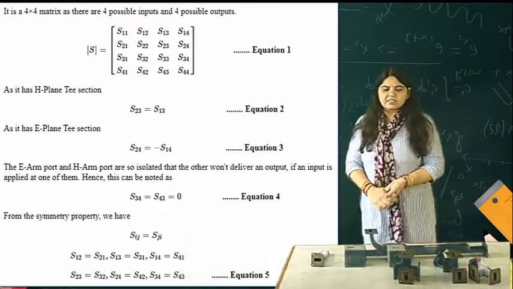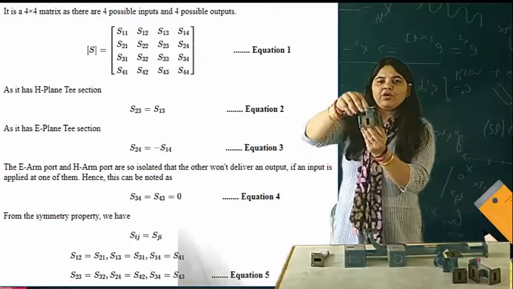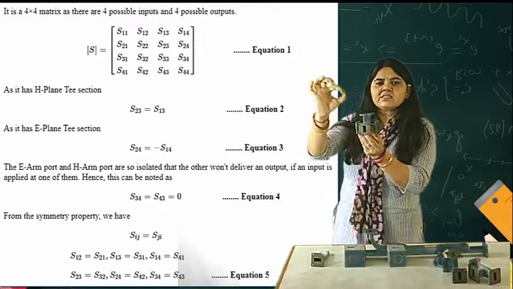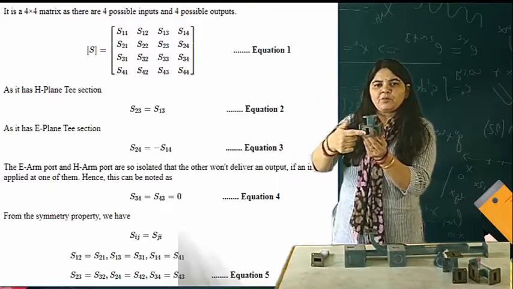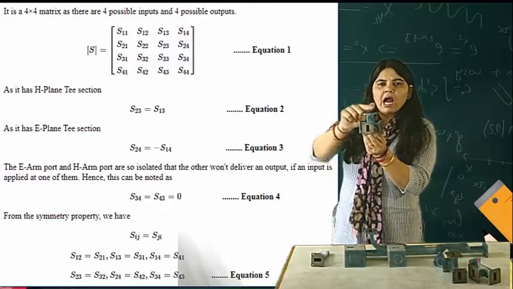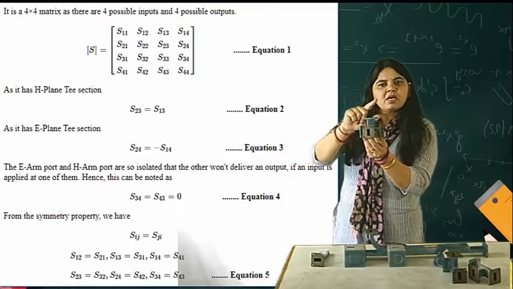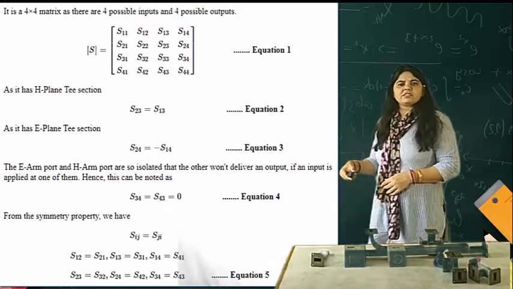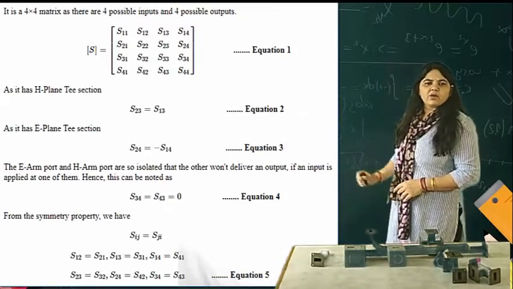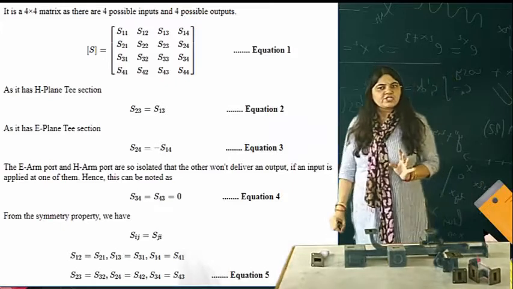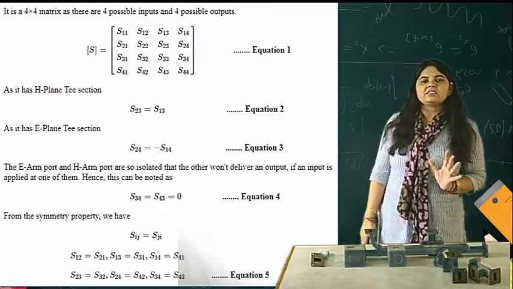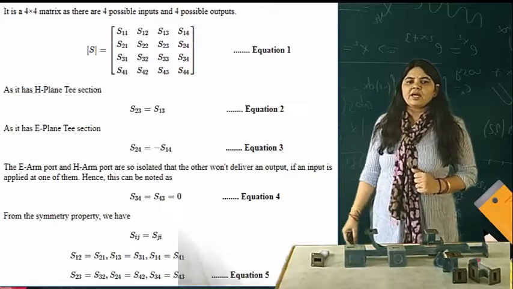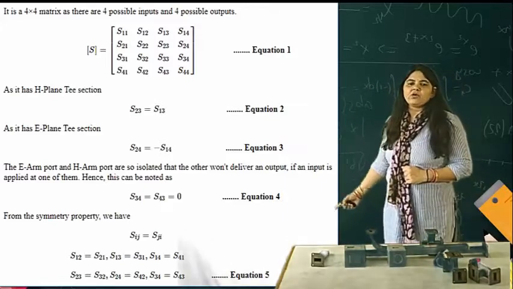Now, another thing: if you apply the input from port number 3, the output at port number 1 is 0. Applying the input from port number 4, the output at port number 3 is 0. So S34 is equal to S43, equal to 0. Symmetric condition, symmetric matrix: Sij is equal to Sji. So again, we are applying the symmetric property over here.